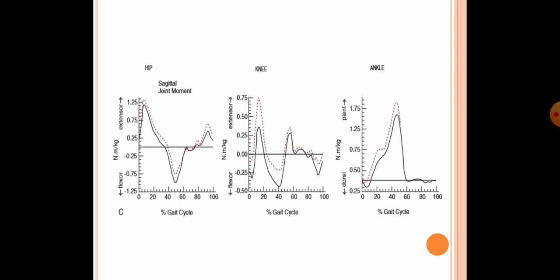And the knee joint is actually a mix. It starts from the flexor moment, goes to the extensor, again comes back to flexor, extensor. It's a complicated one in the knee joint, and the ankle is almost a stable one.